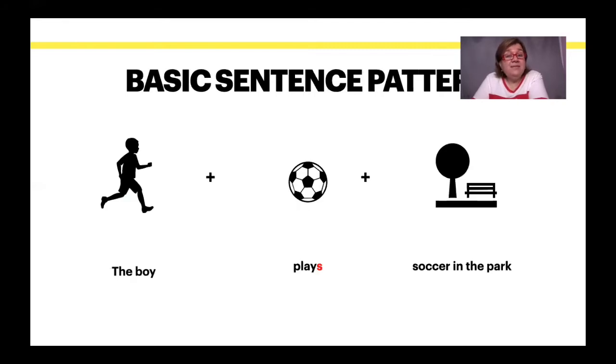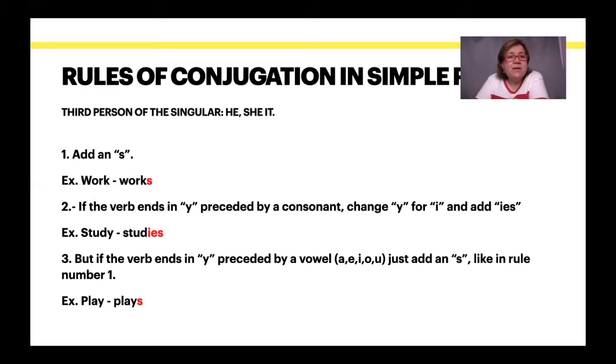We have a basic sentence pattern, but for the third person. In this case, we have a boy, and the boy plays soccer in the park. What do we have, the S in red? Remember that I told you that we need to follow some rules. Okay, let's check the rules of conjugation in simple present.